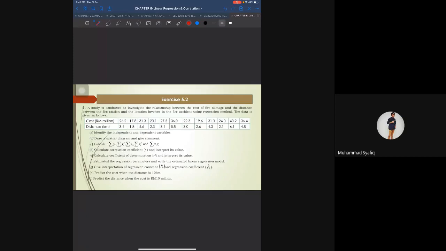So in this question, there is actually no keyword to distinguish which one is X and Y. It is based on common sense: which one depends on which one. We cannot say that the first row is X and the second row is Y. No. We need to think which one should depend on which one. So in this case, the cost of fire damage should depend on the distance between the fire station and the fire accident.